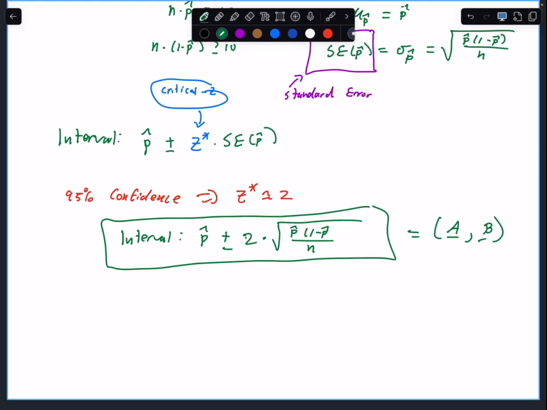The B is what I get when I add 2 standard errors. Think about that normal model, and I'm subtracting. What is the cutoff I get from subtracting 2 standard errors? And what do I get when I add 2 standard errors? That's what those numbers A and B represent.